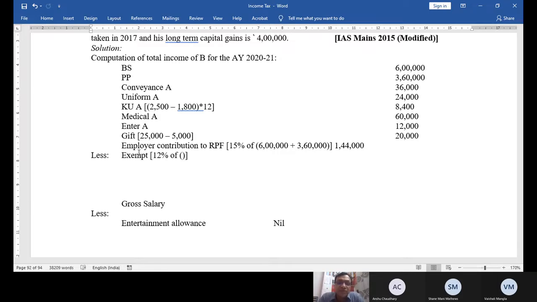That depends upon the department. So my exemption is 12% of basic plus DA forming part plus commission based on fixed percentage. Basic is 6 lakh plus 360. DA forming part is not given and commission is not given. Had those been given, I would have taken them for the purpose of exemption. With this, my exempted amount comes out to be 1,15,200. So how much is the taxable amount for RPF? 28,800. You can stop me and ask if you have any doubts.